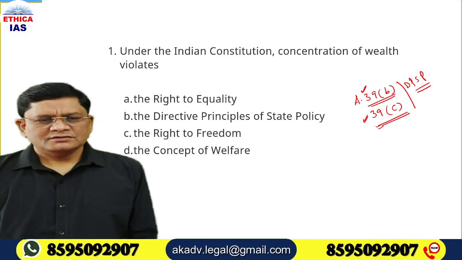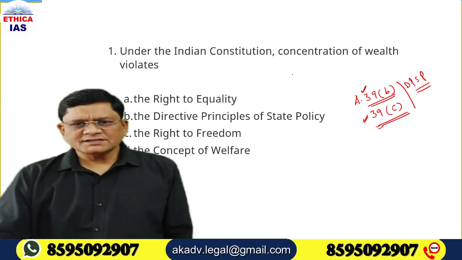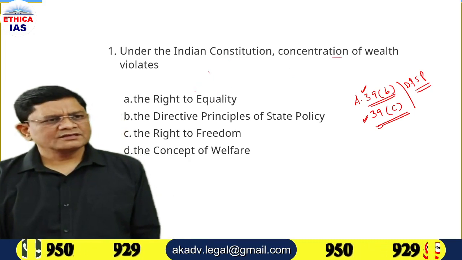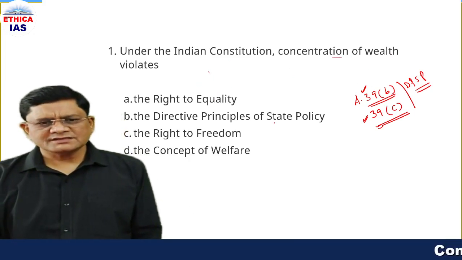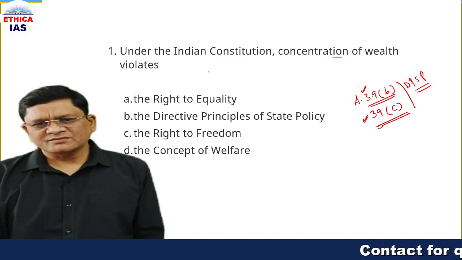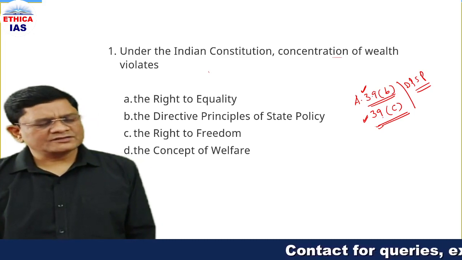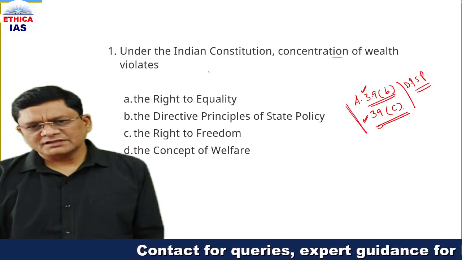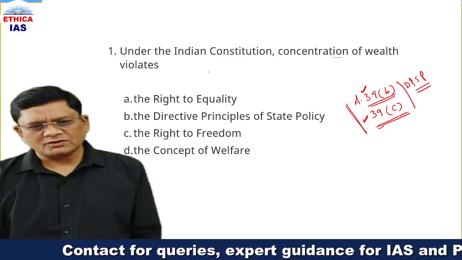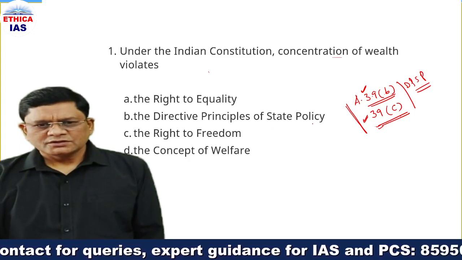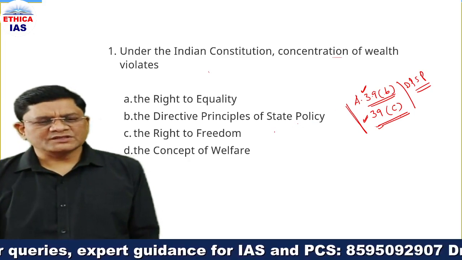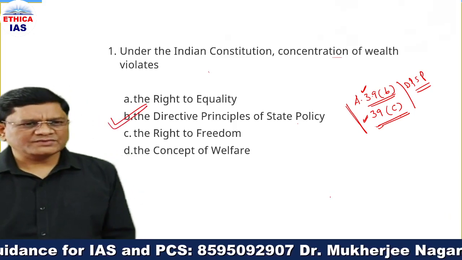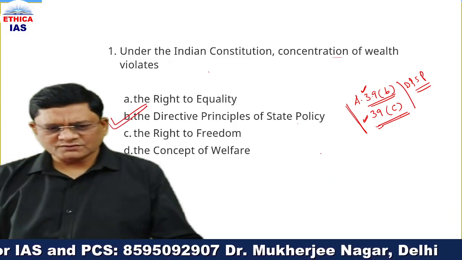So the question is, under the Indian Constitution, concentration of wealth violates... So concentration of wealth violates Article 39 clause (b) and clause (c), and these are related to DPSP. So the answer is DPSP. Very simple question. It was a very easy question.